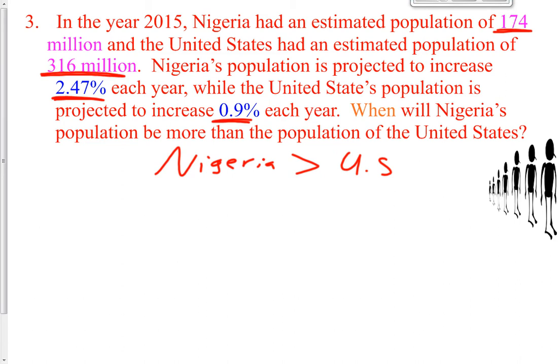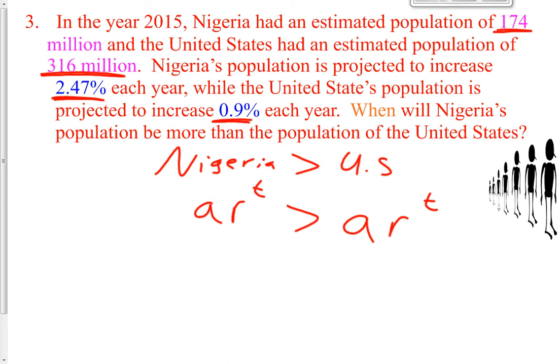And y equals a times r raised to the t. That y is the population at time t. So when will Nigeria's a times r to the t be greater than the United States' a times r to the t? So really what we're going to be doing is solving an inequality in this one.